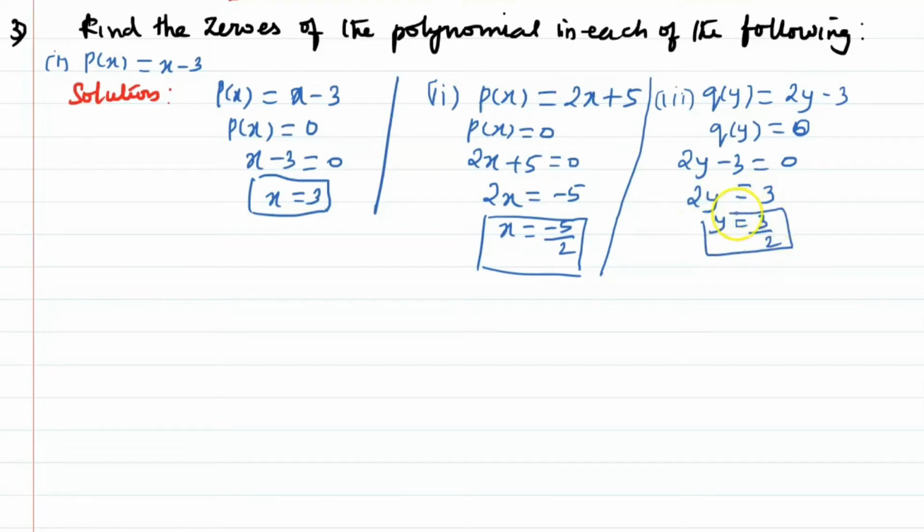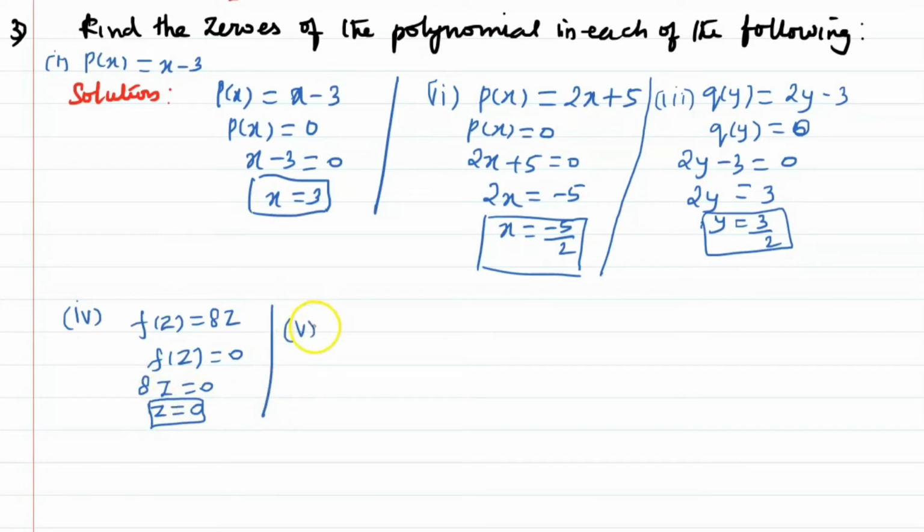Next, fourth question. f of z is equal to 8z. So f of z is equal to 0. So f of z is equal to 8z, not 2. So 8z is equal to 0. So z is equal to 0.